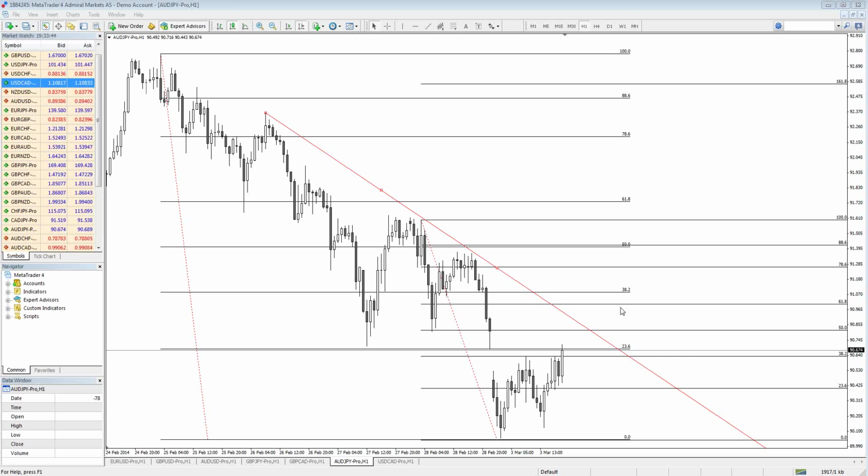So the logic behind all of these trades is this. Look at this. We can also think about this. Look at this trend line.